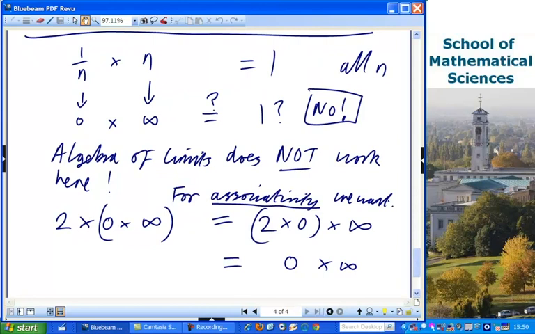But we will see next time about the problem with the algebra of limits, which is a bit of a nuisance, but we'll see how you get around it. Okay, so we'll stop there for today.